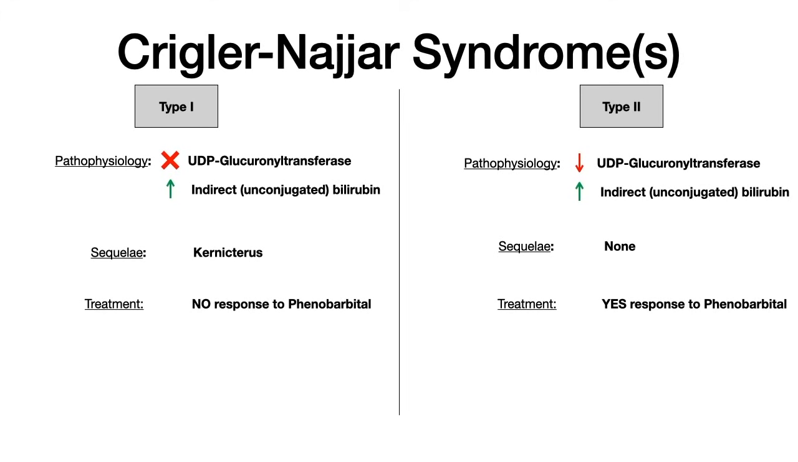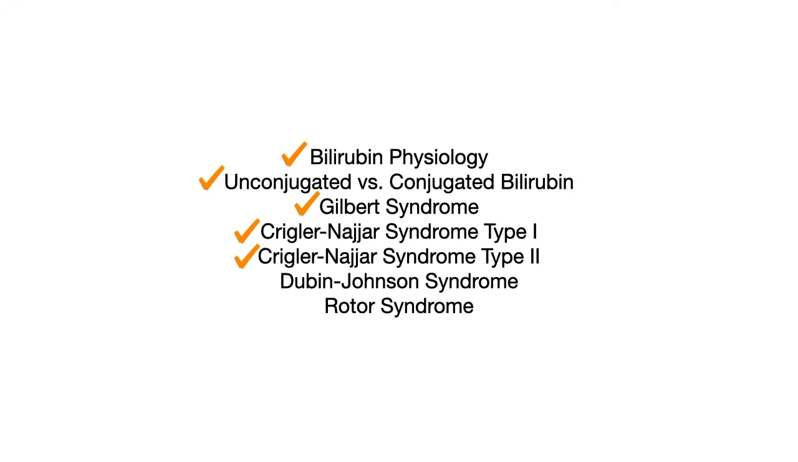My mnemonic for remembering that patients with type 2 Crigler-Najjar syndrome respond to phenobarbital is I say phenobarbital, which reminds me that phenobarb, patients with type 2 respond to it. So those are your Crigler-Najjar syndromes.